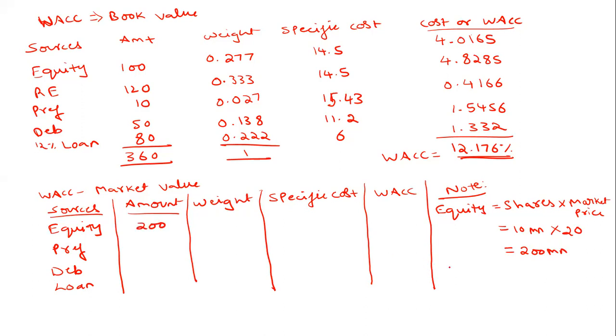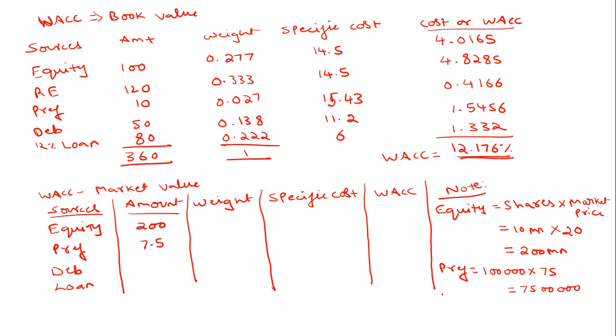Preference: 1 lakh into price 75. How much is that? 75 lakhs. Writing 75 lakhs in millions, it is 7.5 M. Very good, 7.5.